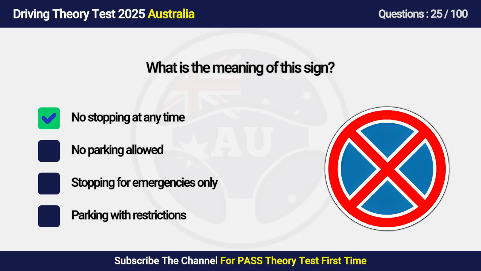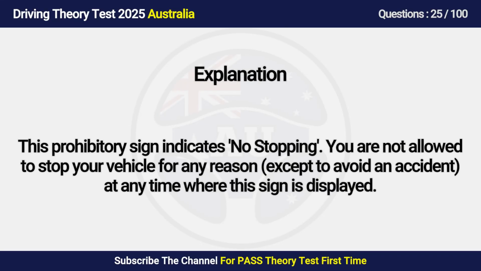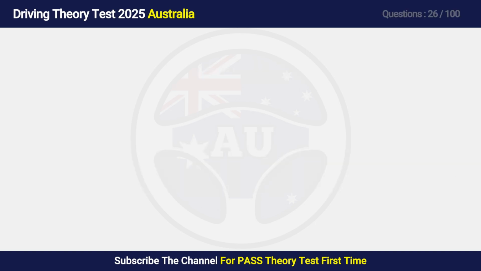Answer is A. No stopping at any time. This prohibitory sign indicates no stopping. You are not allowed to stop your vehicle for any reason, except to avoid an accident, at any time where this sign is displayed. Question 26.